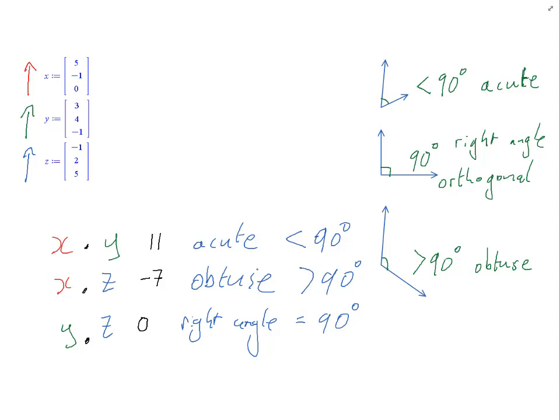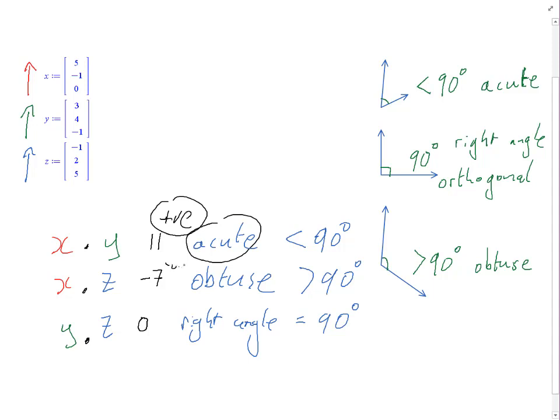So now if we compare these, we see that the acute angle comes out as 11, obtuse minus 7, the right angle is 0. Now, the takeaway from this that's critical is that when there's an acute angle between any two vectors, the dot product will be positive. So it'll be always positive for any two vectors.